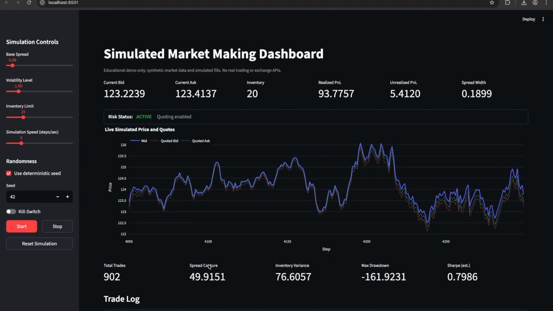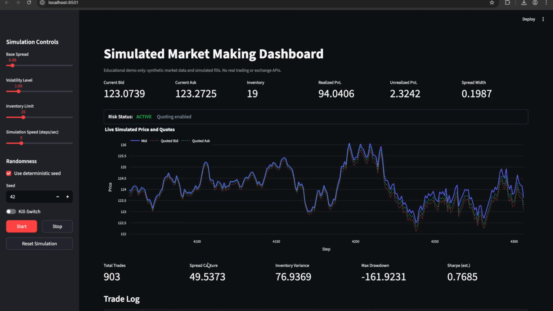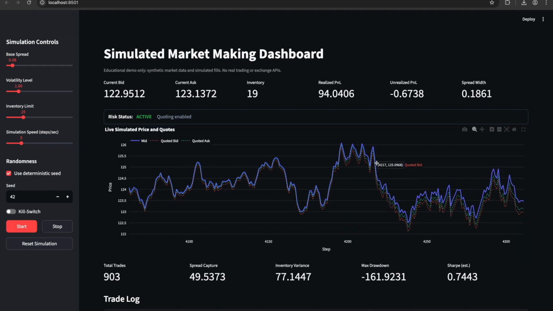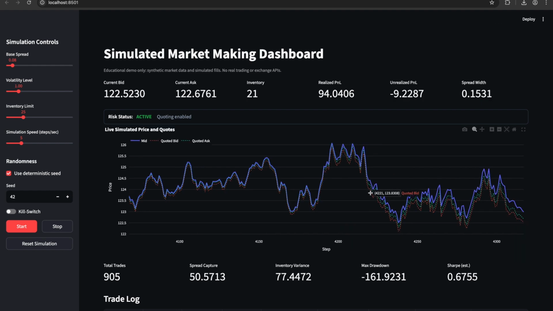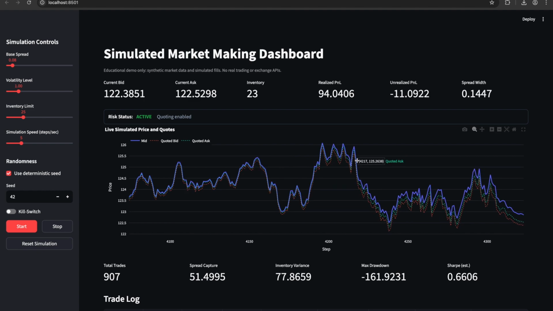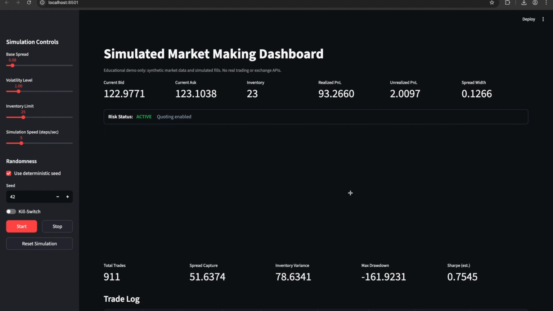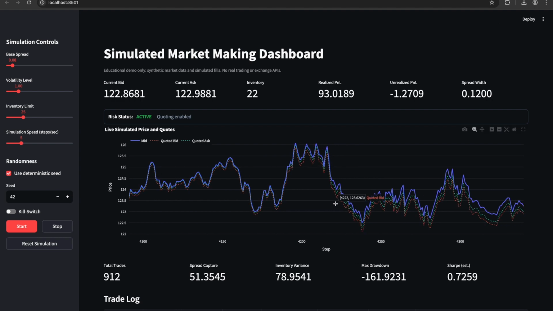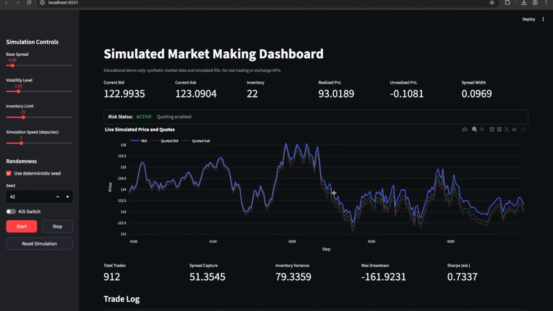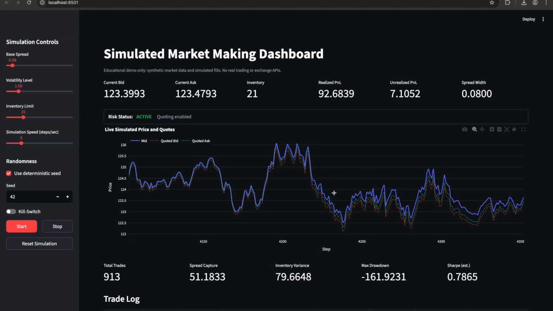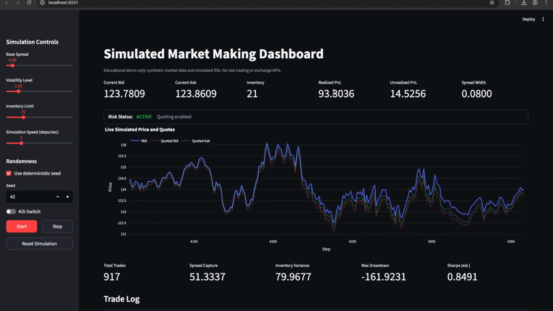You can see that when the volatility is rising, really going high, for example in this move, the volatility was very high because the price was coming really quickly downwards. You can see that the bids and the asks were widening. So our spread was going wide, right? And yeah, that's it for the dashboard.